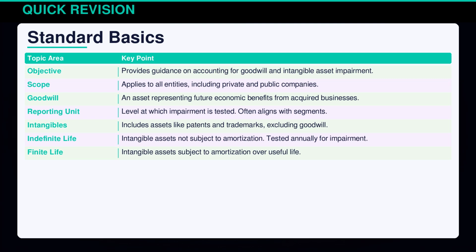ASC 350 sets the rules for recognizing and testing impairment of goodwill and intangible assets. It applies to both public and private companies, focusing on assets like patents and trademarks. Reporting units are crucial here. They often align with business segments. Goodwill represents future benefits from acquisitions and is tested at these levels. Intangibles with indefinite lives, unlike finite ones, are tested annually without amortization, ensuring accurate financial representation.